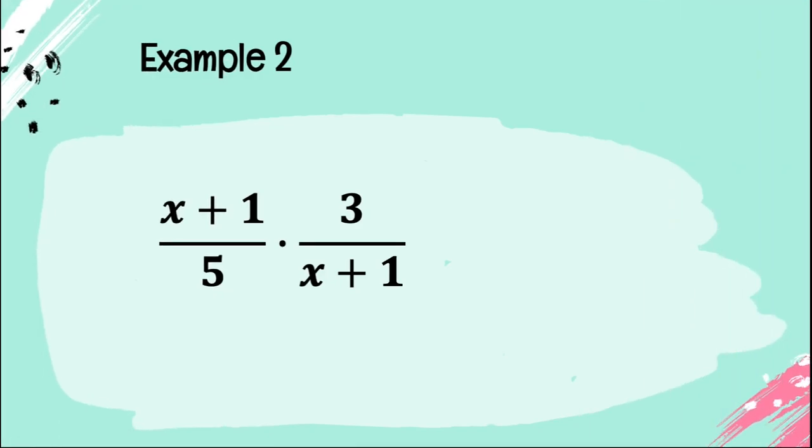So x plus 1 over 5 times 3 over x plus 1. So as you can see here, we can simply cancel the common factors, that is x plus 1 and x plus 1. So as we cancel the common factors, multiply the remaining factors. So again, as you cancel common factors, the answer there is 1. So 1 times 3, the answer will just be 3. And then 5 times 1, the answer is 5. So therefore, the final answer will be 3/5.